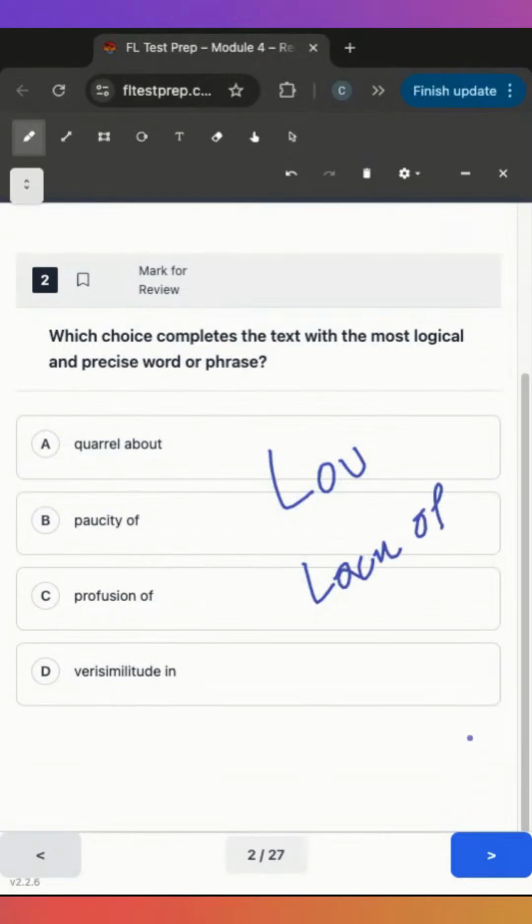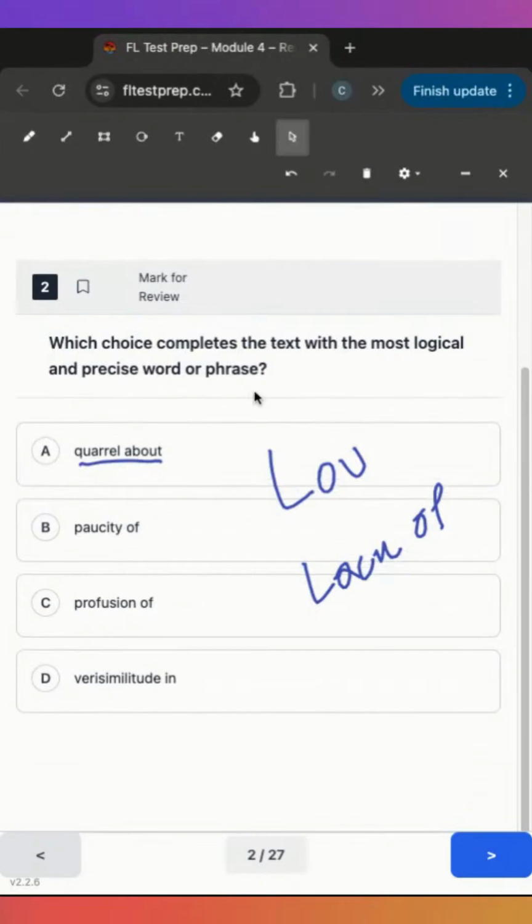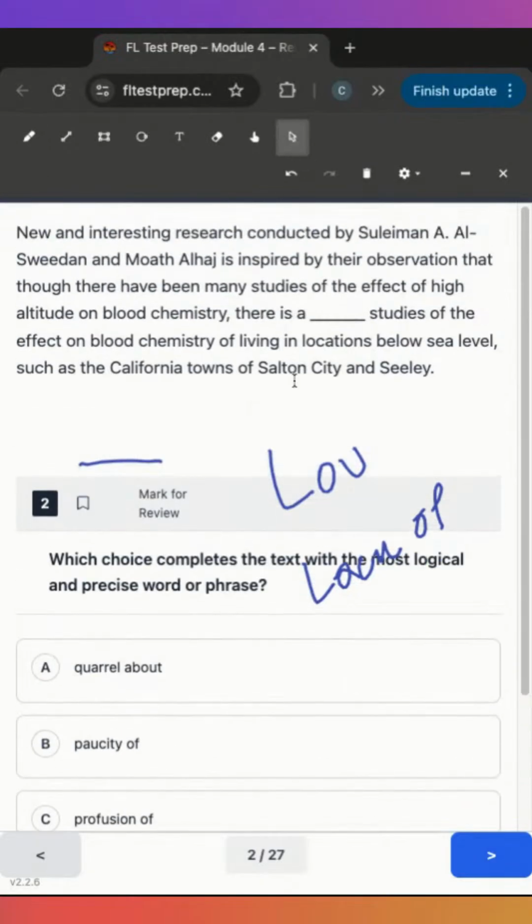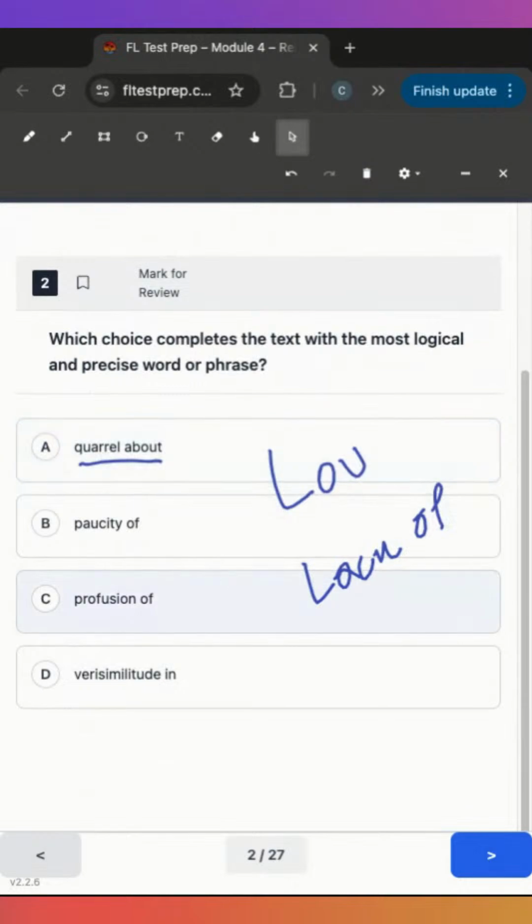All right, let's take a look. Quarrel about. So let's assume I don't know what quarrel means. Let me scroll up. Would it make sense that there is a quarrel about studies of effective blood chemistry? Does that even sound right? No. But even then, quarrel means like an argument or a fight. Was there a fight about studies of low altitude? No, it makes no sense. So, quarrel is totally wrong.